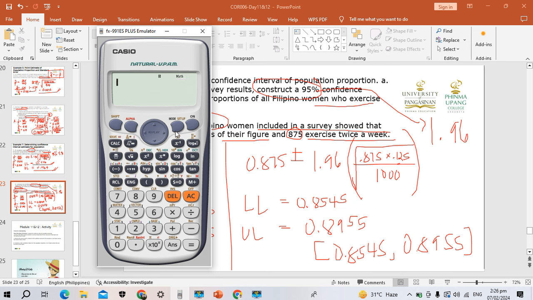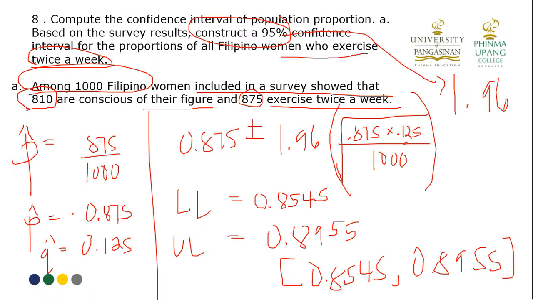If your calculator is not advanced, you do it manually: square root of 0.875 times 0.125, times 1.96, then minus 0.875. Disregard the sign; the answer is still 85.45 when done manually. Is that okay now? Okay, Von.